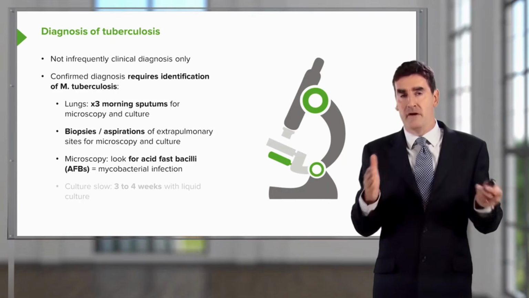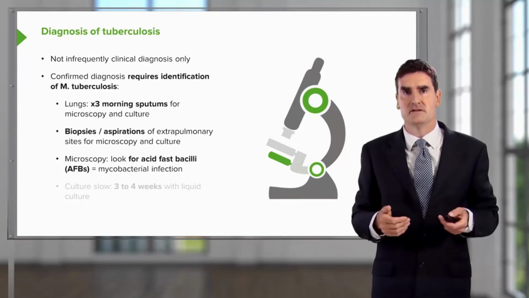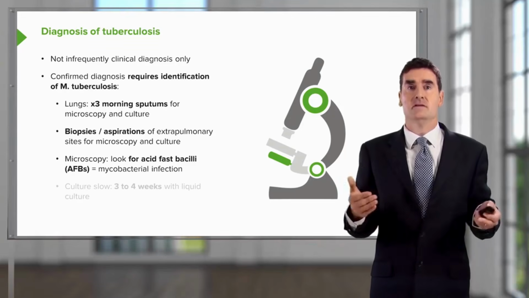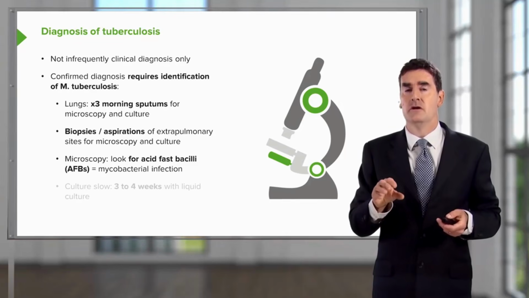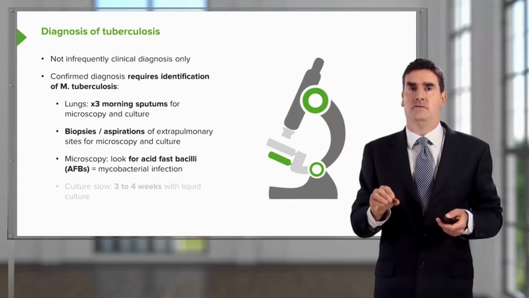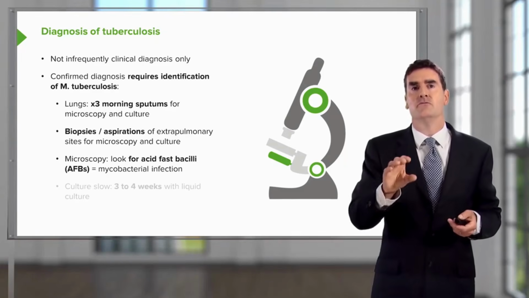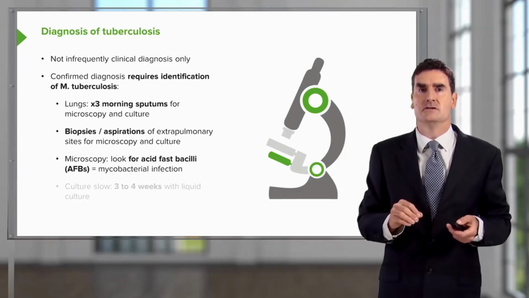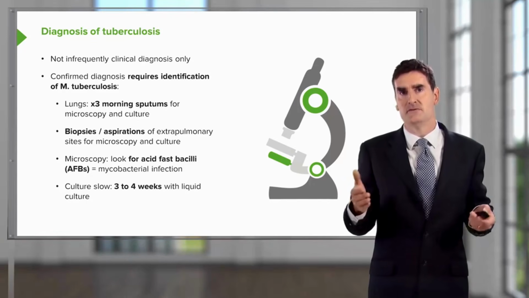Culture is very important because it confirms that the mycobacterium seen on microscopy is M. tuberculosis. And more importantly, it gives you the resistance profile, whether that bacteria is a sensitive M. tuberculosis or resistant to some of the drugs that we might use to treat it. The big problem with culture is that it's slow. It takes 3 to 4 weeks.